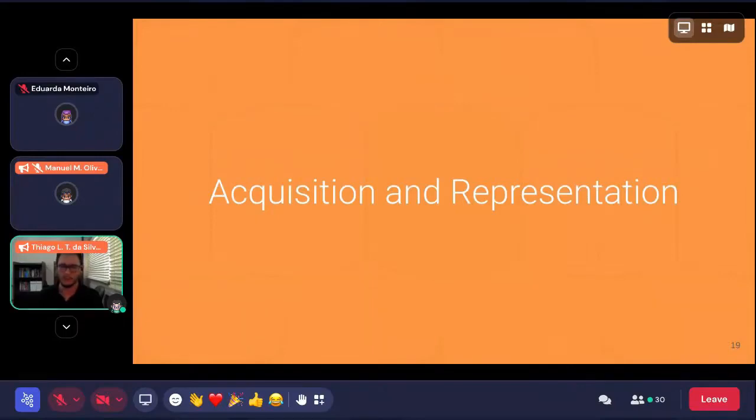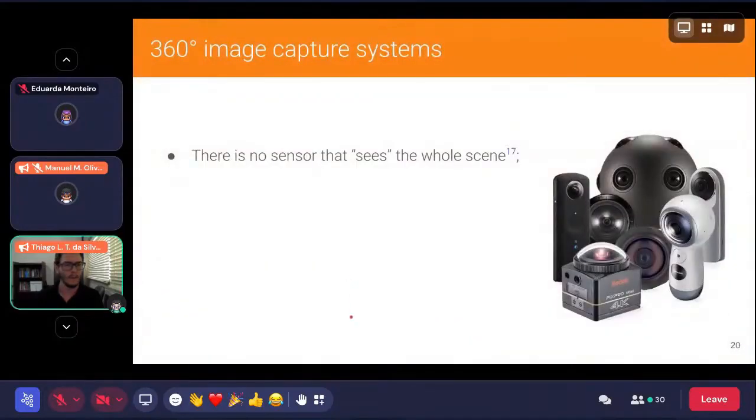We also understood a bit of how the image is acquired, at least in theory. And now we need to understand how we can acquire it physically with a device, and once we acquire this image, how we can represent it. So these two topics are discussed now. And the first thing we need to state here is that there is no sensor that sees the whole scene.